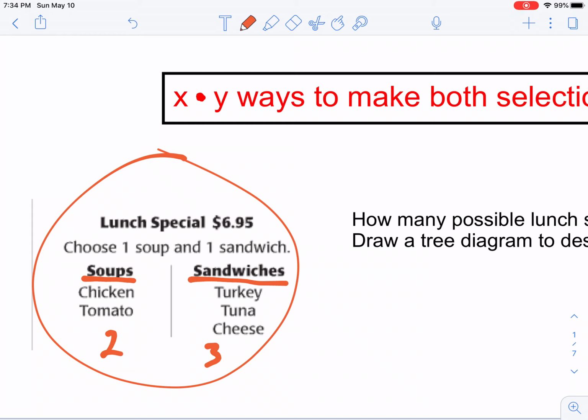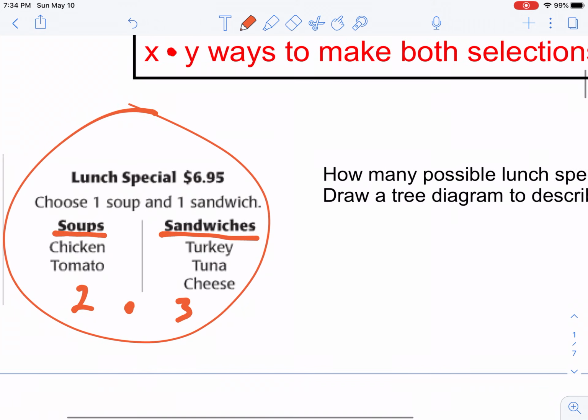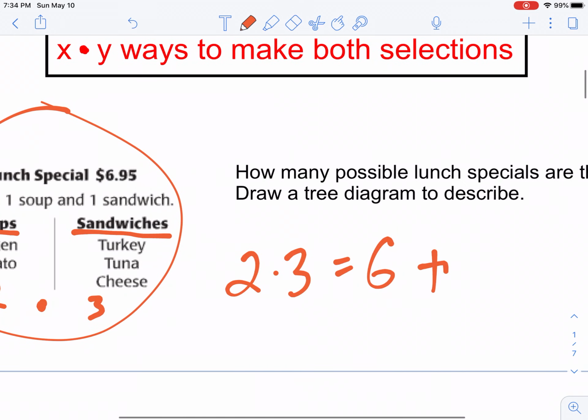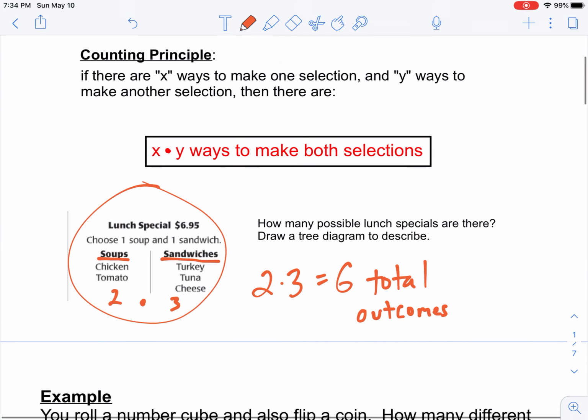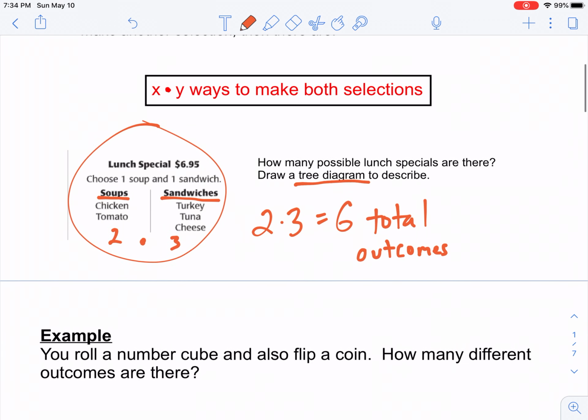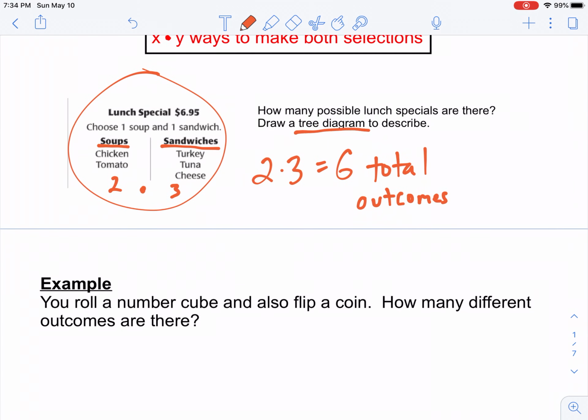Then the counting principle is very simple. All you do is you multiply the options. 2 times 3 equals 6 total different outcomes. That's the counting principle. You just multiply the total number of outcomes for each category, and that's the total number of overall outcomes. And then you could also make what's called a tree diagram to look at this visually, just to see why the counting principle works, why it's just multiplying the outcomes.